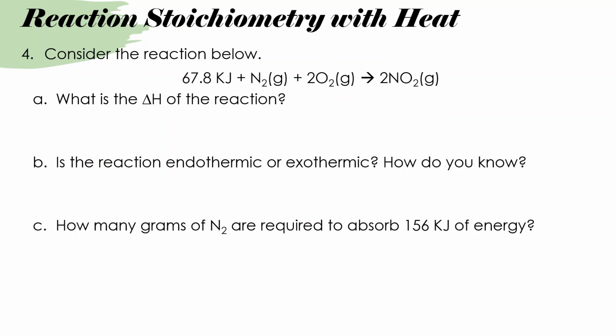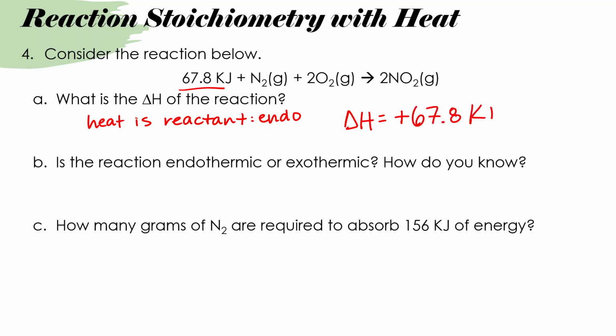Here we have some reaction stoichiometry, and it includes heat. So what is the delta H of this reaction? In this case, heat is a reactant, which means that this reaction is going to be endothermic. That means my delta H needs to be a positive number. So my delta H will be positive 67.8 kilojoules. This reaction is going to be endo, and we know that because heat is a reactant. It is going to absorb more heat than it releases, making it endothermic.